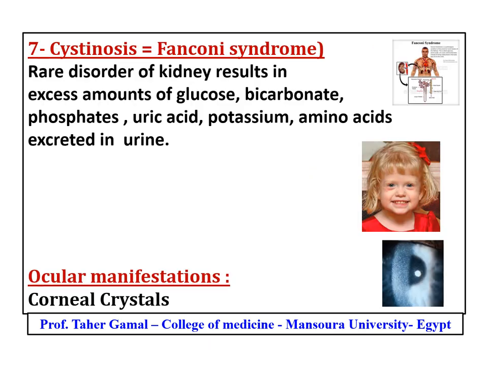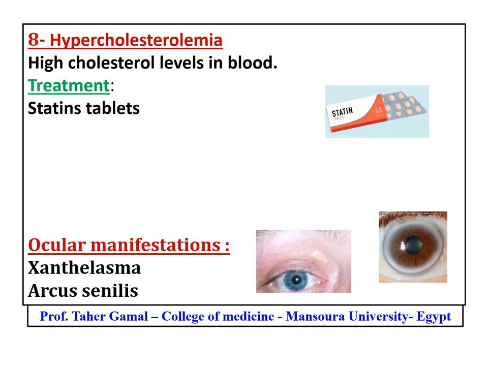Other metabolic disorder is cystinosis or Fanconi syndrome. It's a rare disorder of the kidney, results in excess amounts of glucose, bicarbonate, phosphates, uric acid, potassium, amino acids, and excreted in the urine. Its ocular manifestation, corneal crystals.